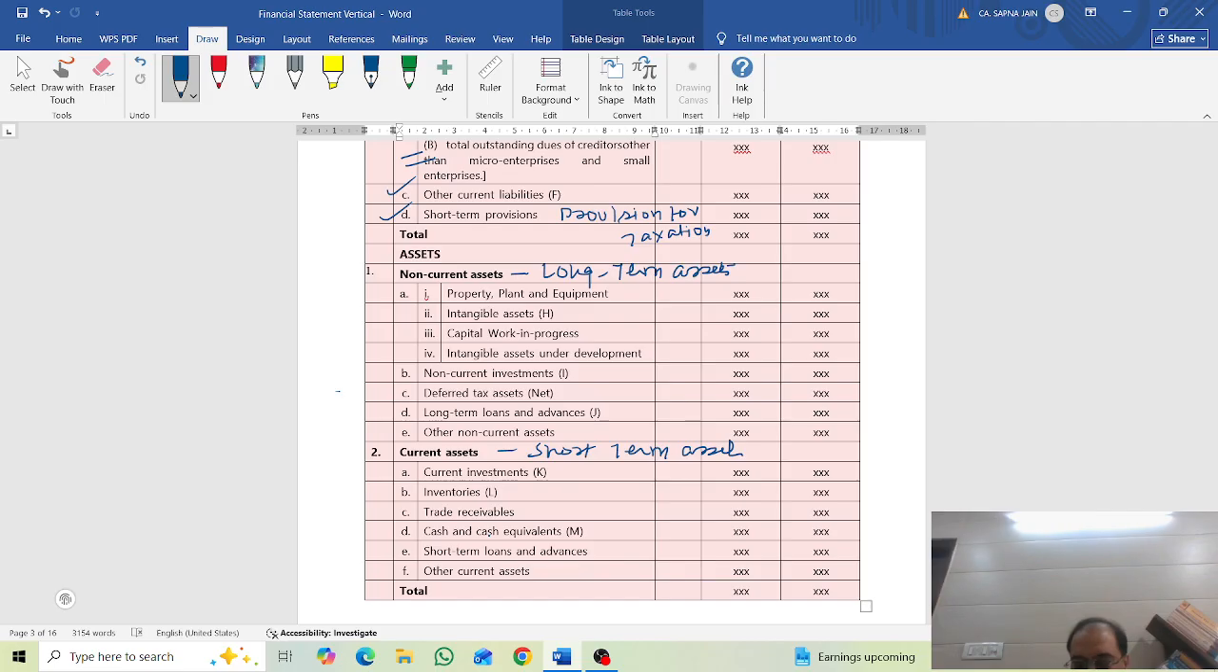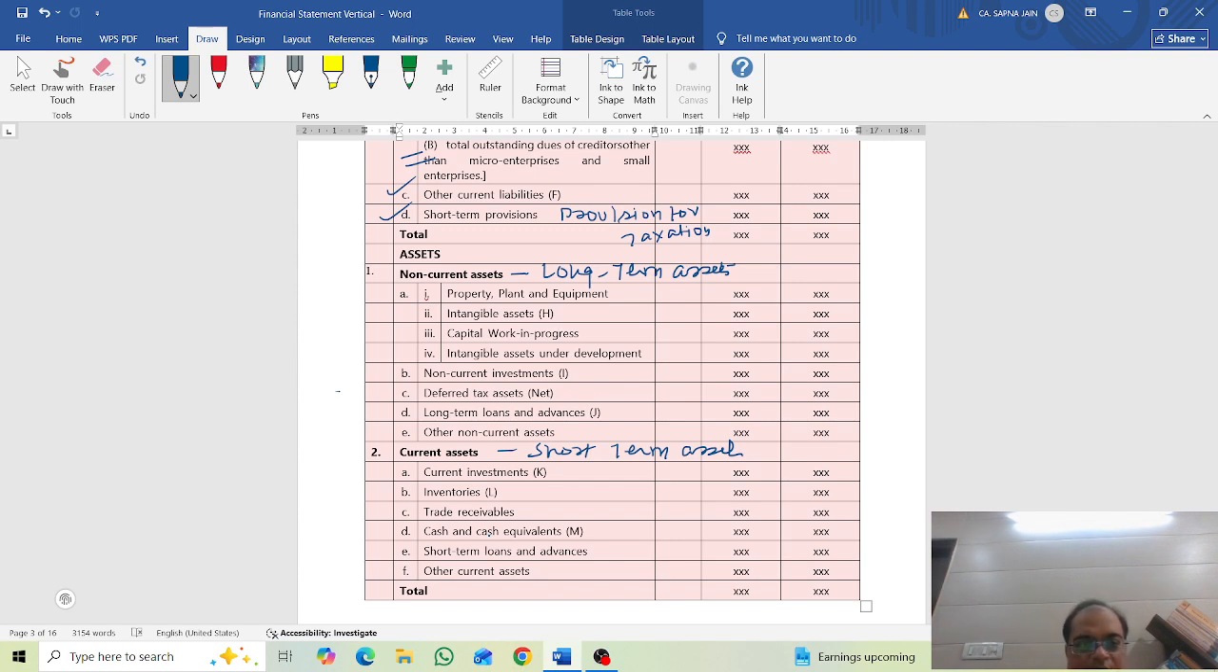Long-term assets and short-term assets. Again, same rule. If the duration of the asset is more than 1 year, it is long term. If it is less than 1 year, then short term.